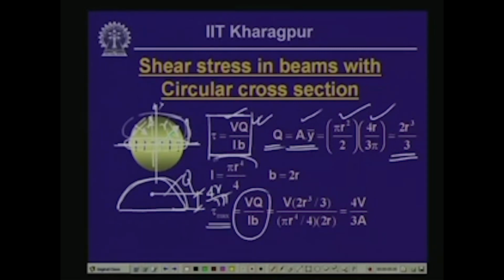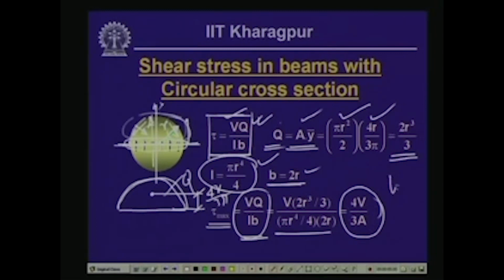Also, the value of I is pi r to the power 4 by 4, and b is the diameter, which is equal to twice r. If you substitute the values of q, I and b in this expression for tau max, we get the maximum shearing stress as 4 by 3 times V by A. V by A, as you recognize, we have designated as the average shear. So, tau average is equal to V by A, and that multiplied by 4 by 3 gives us the maximum shear for the circular cross section.